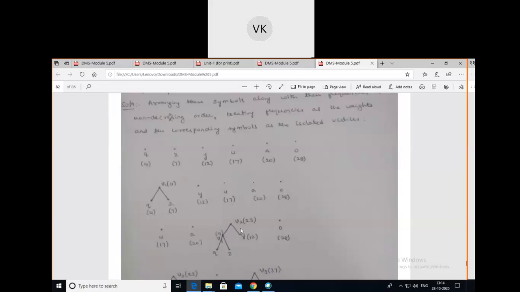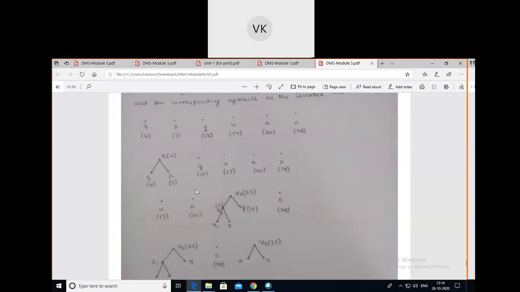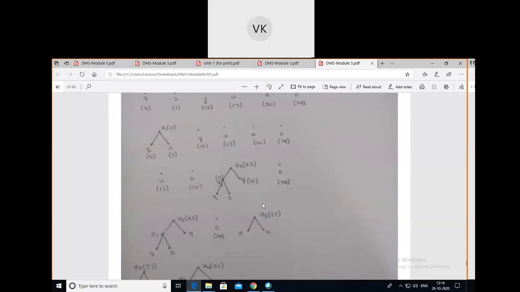U, A, v2 and o. u 17, a 20, v2 23, and after that o as it is as written here, okay. After doing this one, again I am going to arrange the elements in the increasing order of their weights, okay. After increasing order I have got this one, okay. And do the same procedure what we did.